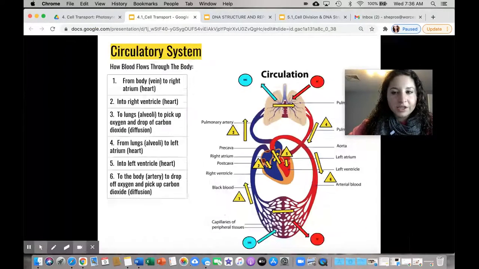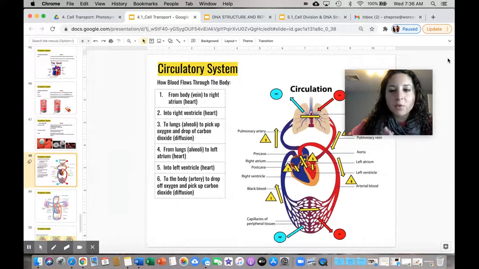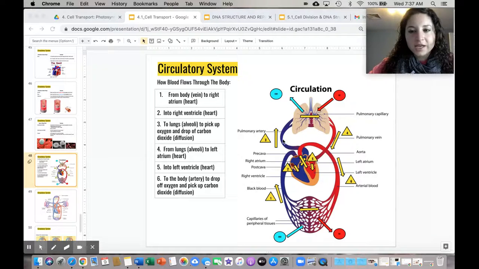I do suggest taking some time and really working your way through this diagram. So opening up the slide deck on your own and then putting it in present mode and really watching where the arrows are going so that you can better see where the blood is flowing through the body.